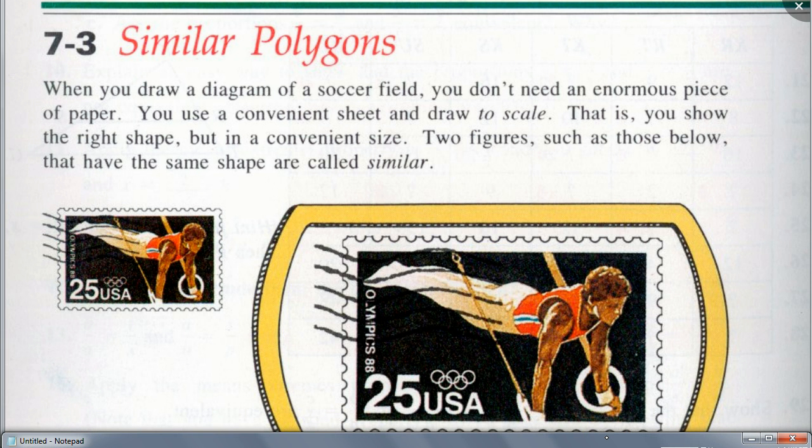Now, of course, when you draw a soccer field, you don't want to draw a 1-to-1 ratio. You know what I mean? It's too big. So, when you draw maps and so forth, you draw to scale. So we're going to talk about similar polygons. Same sort of idea. Okay, so let me give you the definition of what we mean by similar polygons. But I'm sure a lot of you have sort of an idea in your head as to what we mean by this.